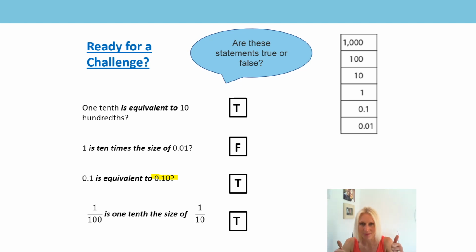Give me another thumbs up if you're feeling confident with those answers. And again, I hope you're showing me your thumbs up so I'm not sitting here on my own with my thumbs to the computer. Right, we're going to move on to today's learning.